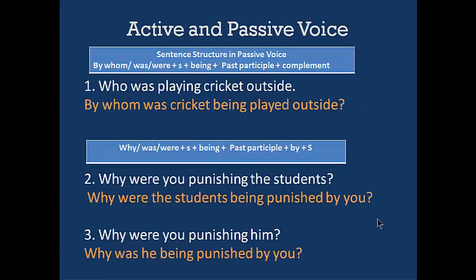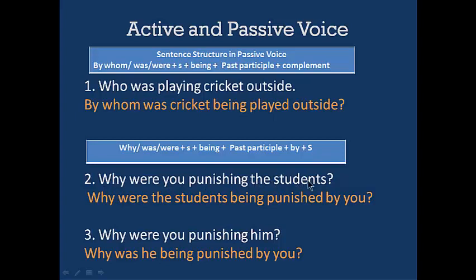Sentences beginning with who, it has got the same structure except that we need was or were after by whom. For example, who was playing cricket outside? By whom was cricket being played outside?